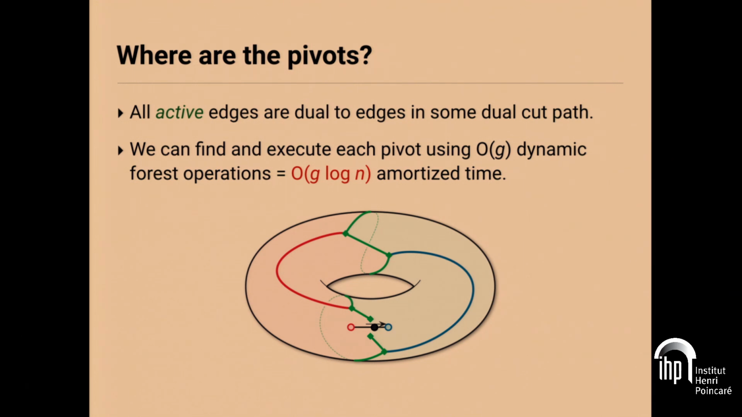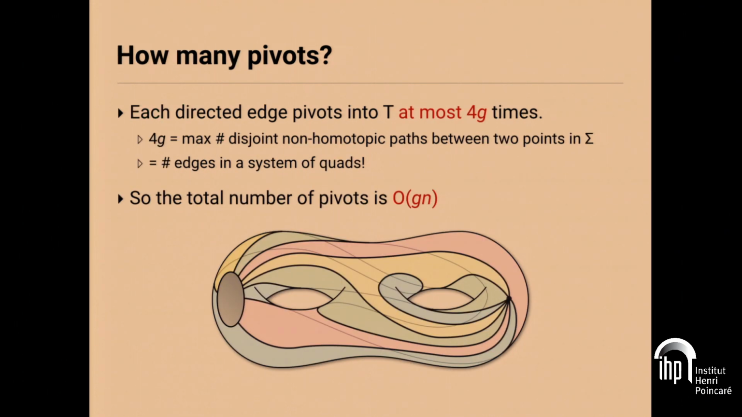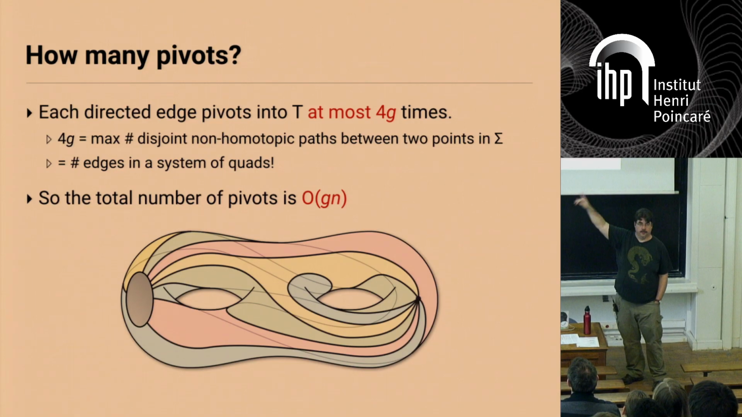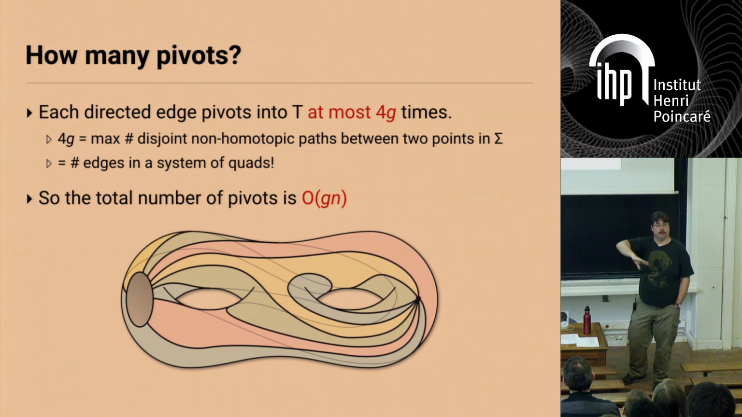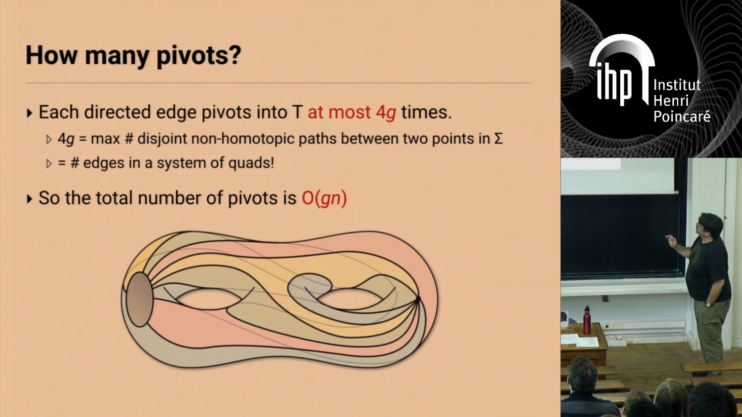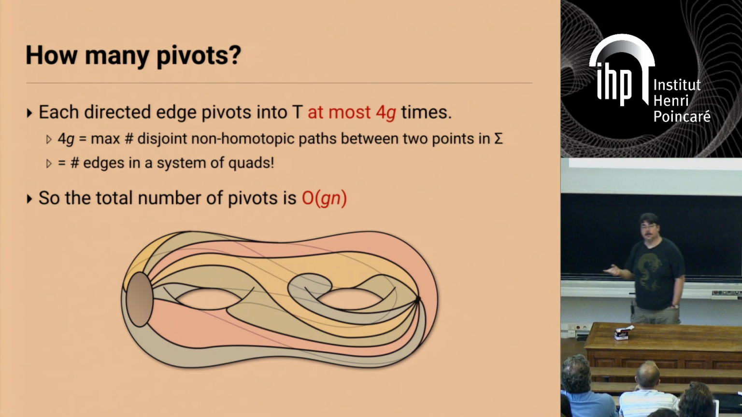So that's on the data structure side, but then there was also the analysis side. We bounded the number of pivots by essentially invoking the Jordan curve theorem. We don't have the Jordan curve theorem anymore, so how do we bound the number of pivots? Well, it turns out that the number of pivots is upper bounded by the maximum number of non-homotopic, disjoint simple paths between one point on the surface and the boundary face. This is exactly the same number of paths that you get in a system of quads that we use for Dehn's algorithm. So it turns out to be exactly 4G, right? So every edge could pivot into the shortest path tree at most 4G times. And so the total number of pivots is only order Gn instead of order n.